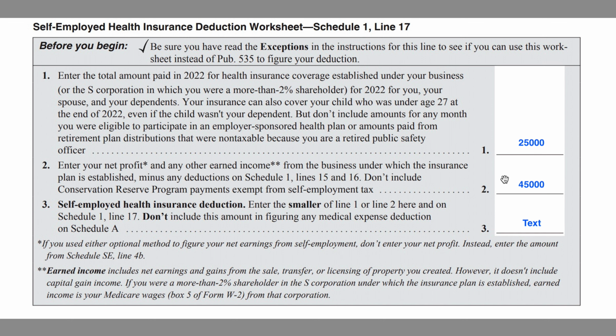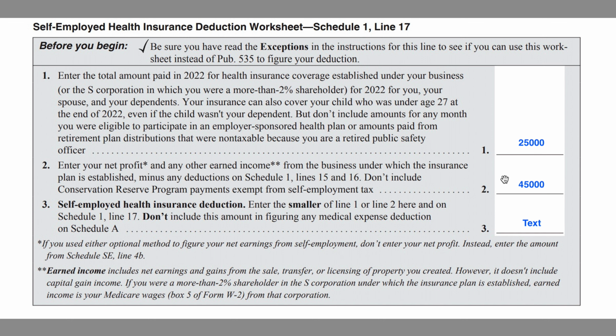So for the net profit, if you used either optional method to determine your net earnings from self-employment, you would enter the amount from Schedule SE line 4B, which basically is a culmination of the calculations from one of the optional methods for determining net earnings from self-employment. So you would enter the line 4B number in there. You would also include any earned income. So this would be net earnings and gains from the sale, transfer, or licensing of property that you created in the course of your business.